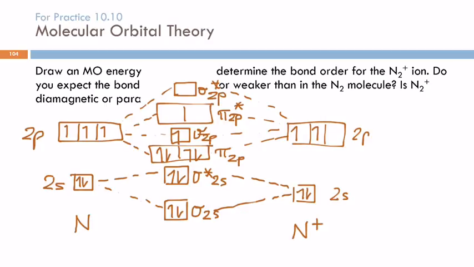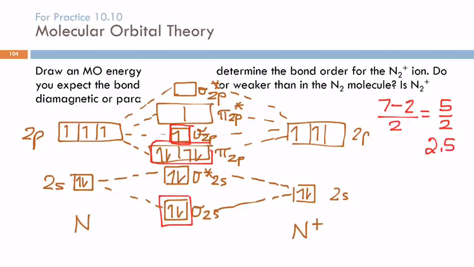Well, which of these are bonding orbitals? Got this one, that's a bonding orbital. This is a bonding orbital, and that's a bonding orbital. How many electrons in those bonding orbitals? 7. So bond order equals 7 minus 2 antibonding electrons over 2. So you always start filling from the bottom to the top? Yes, you always fill from lowest energy to highest energy. So 5 halves or 2.5.